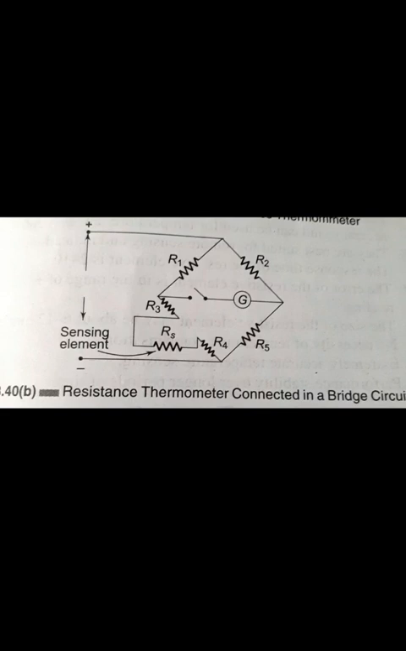When the sensing element is very near to the bridge, under the balance condition the following relationship holds good, that means R1 divided by R2 equals Rs divided by R3.